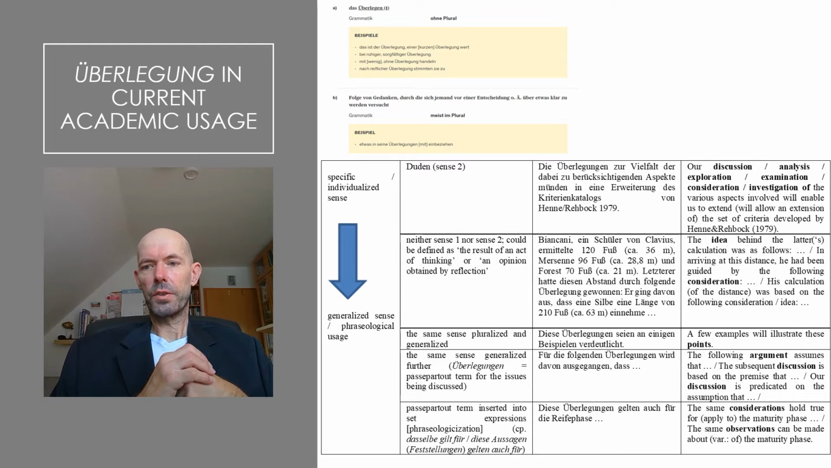sentence illustrates a use of Überlegung that is almost empty of meaning. Diese Überlegungen gelten auch für die Reifephase. This is simply a phraseological expression that allows us to move from one paragraph or one bit of text to another. So we get typical renditions like the same is true of, the same considerations hold true for, and so on.